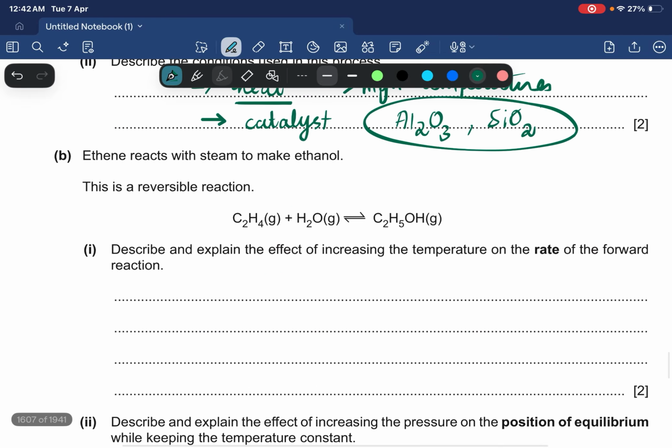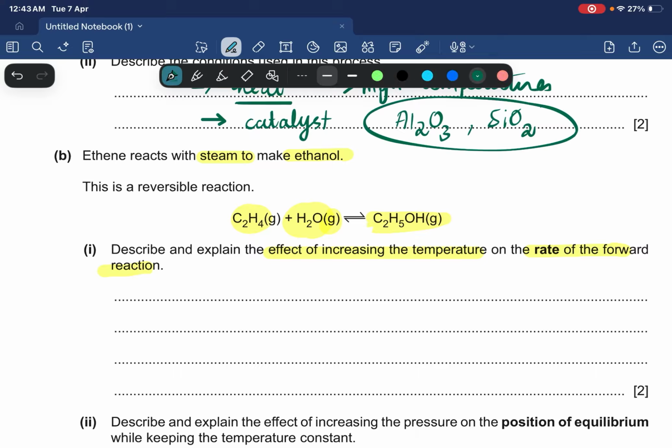Okay, ethene reacts with steam to make ethanol. This is ethene, this is steam, basically water in gaseous form. And this is ethanol. Describe and explain the effect of increasing the temperature on the rate of forward reaction. Rate of forward reaction is going to increase.